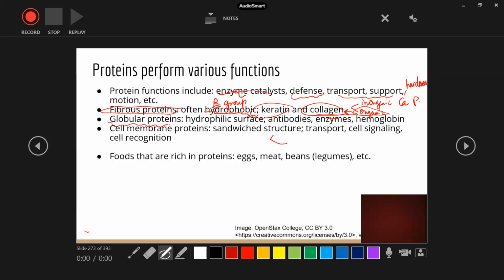Globular proteins usually have this globular, round shape. And usually these proteins have a hydrophilic surface, meaning that these proteins are usually water soluble because their hydrophilic amino acids are on the surface. So this makes these proteins water soluble. For instance, we have antibodies, right? Antibodies are a type of globular protein.